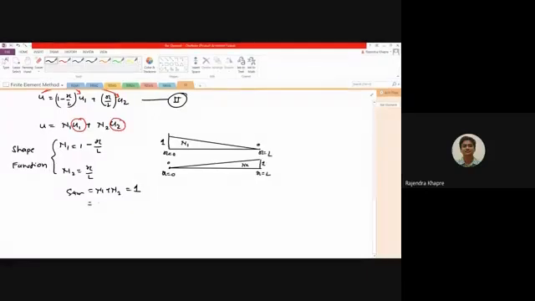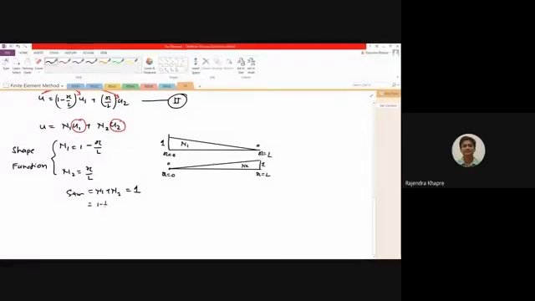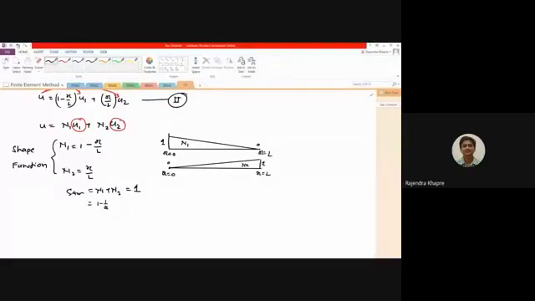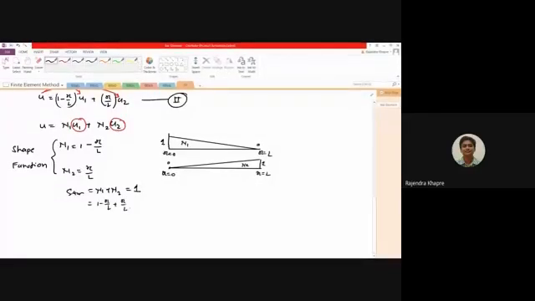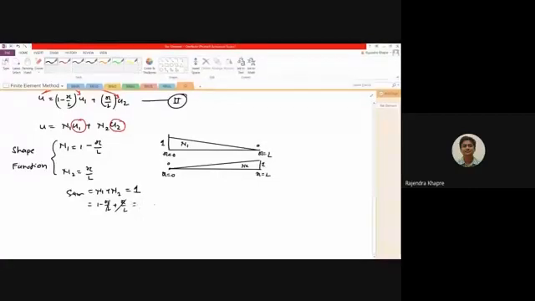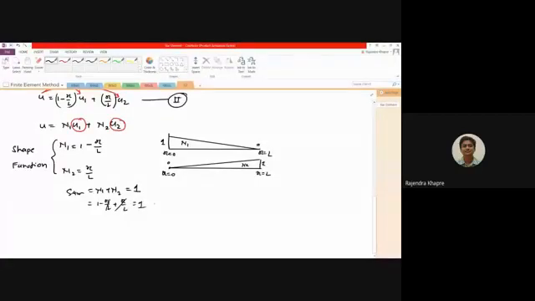So let us try this. What is the value of n1 over here? It is 1 minus x upon L, isn't it? So this is x upon L, plus your n2 is x upon L. So this gets cancelled, and what you are going to get is always 1. So this is the third property of the shape function, that the sum of all the shape functions is always 1. Okay, so always remember this.